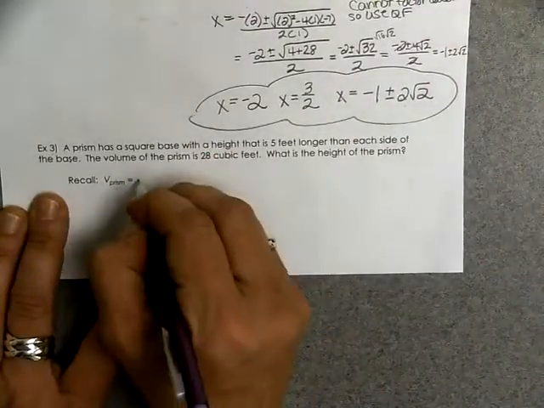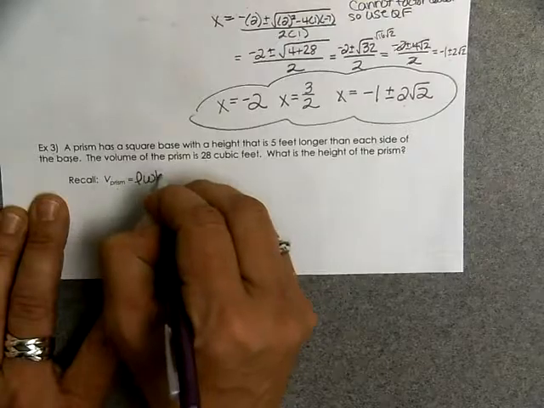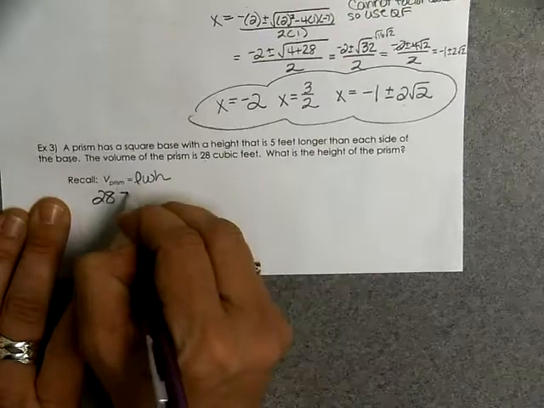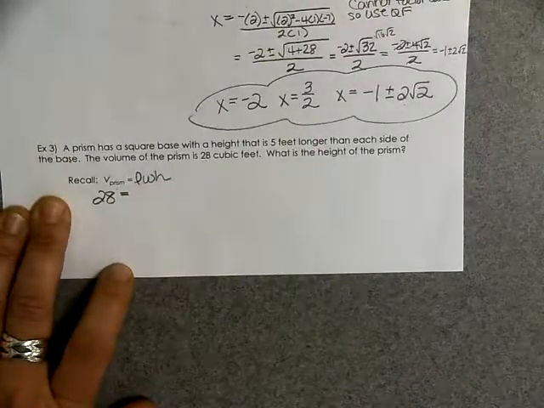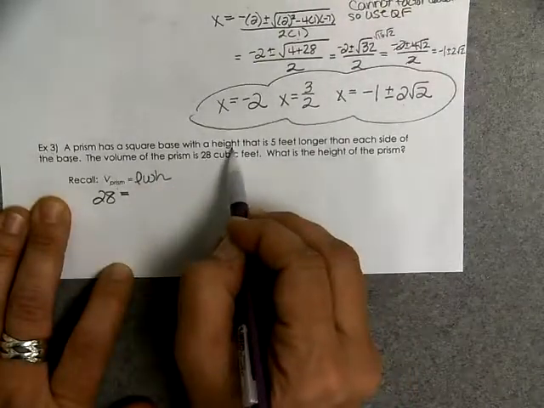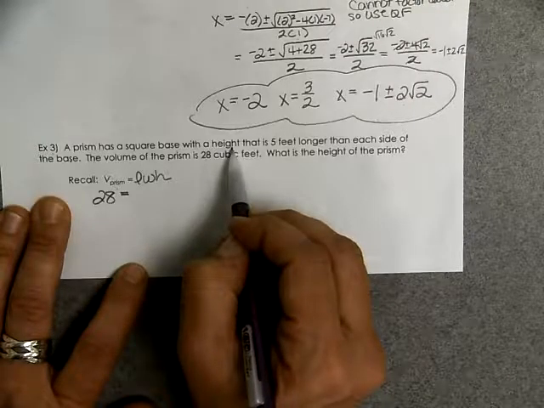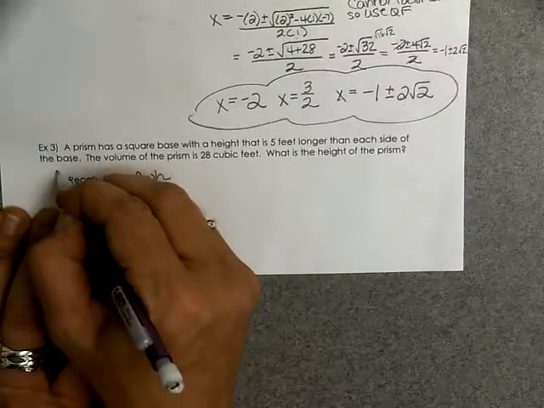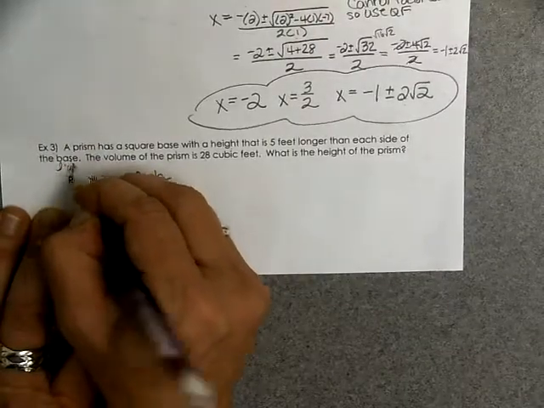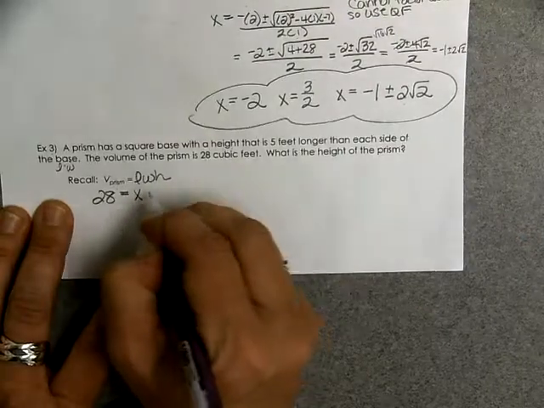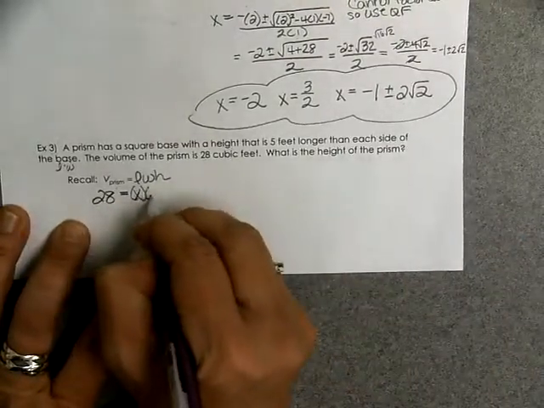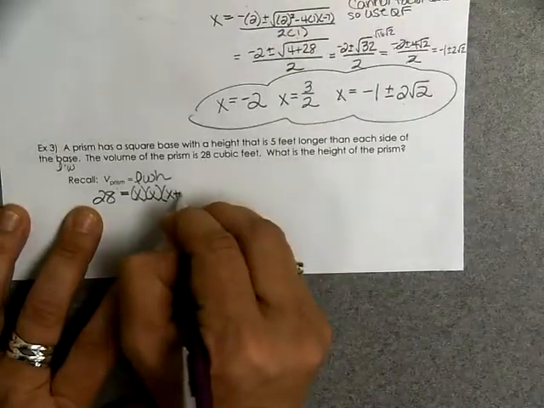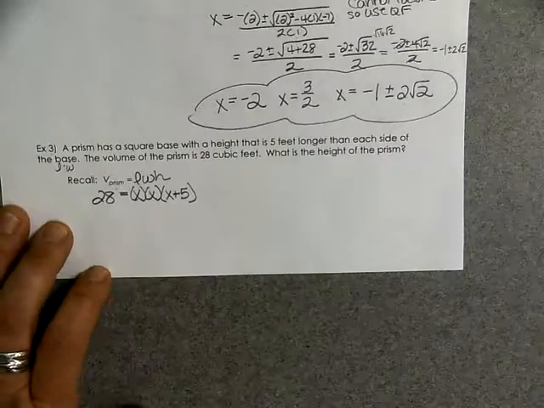We know the volume of a prism, we've done problems like this before, is length times width times height. So let's put that in. We have that 28 cubic feet is our volume. It says that our height is 5 feet longer than each side of the base. So our base would end up being our length and our width. So let's call our length x, our width x, and if our height is 5 feet longer, then that would be x plus 5.